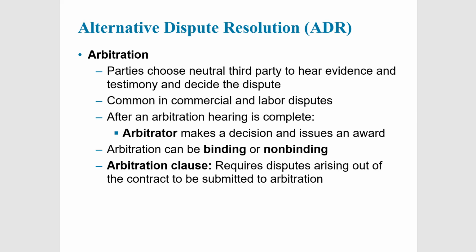Arbitration is different. Arbitration looks almost like the trial process, but instead of a judge making a decision, we have an arbitrator, which is a neutral third party that we hire to hear evidence and testimony and decide the dispute. The rules are very relaxed for arbitration compared to the traditional trial process. It can move a lot faster, trying to get to a decision quicker. At least that's the idea. It's supposed to be faster and cheaper.